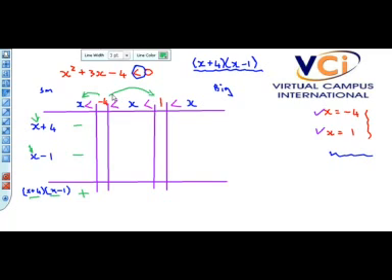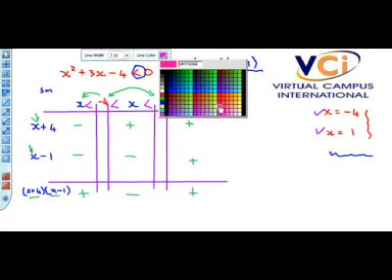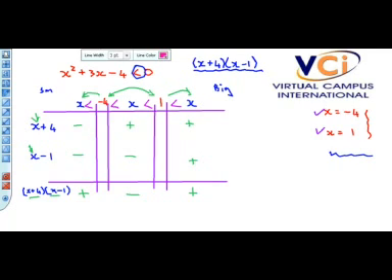Then you choose something between 1 and minus 4. Choose 0, it's easier. Then you're going to get a plus there, and a minus there, and a minus there. Do you agree? Alright. And then choose something bigger than 1. 2. Plus, plus, plus. Do you agree? Alright.